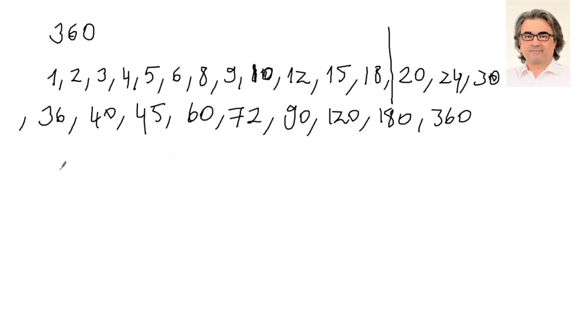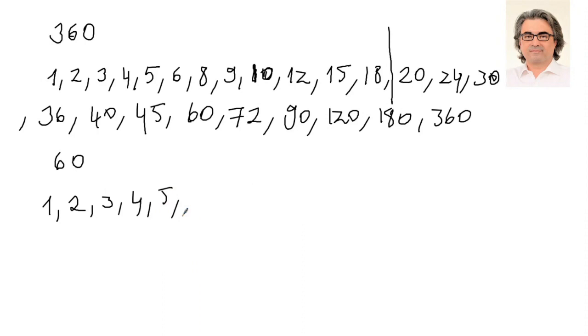Let this number be 60. Okay, 60. 1 is always okay, 2 is okay, 3 is okay, 4, 60 is divisible by 4, 5 is okay. At the same time, you should check the squares of the numbers which you are writing here.